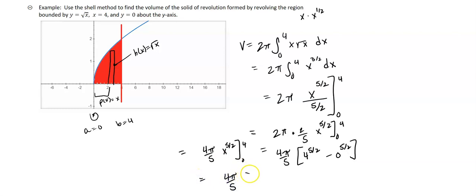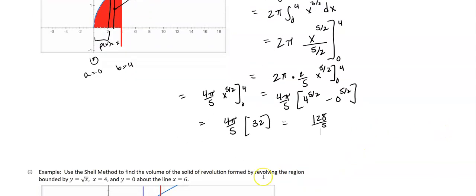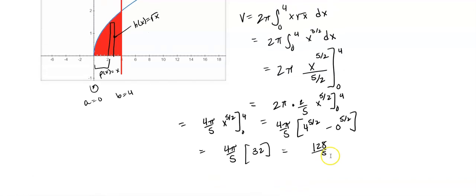And 4 to the 5/2 power is actually 32. And of course 0 is 0. So this gives me 128 over 5 times pi, and that's going to be units cubed.